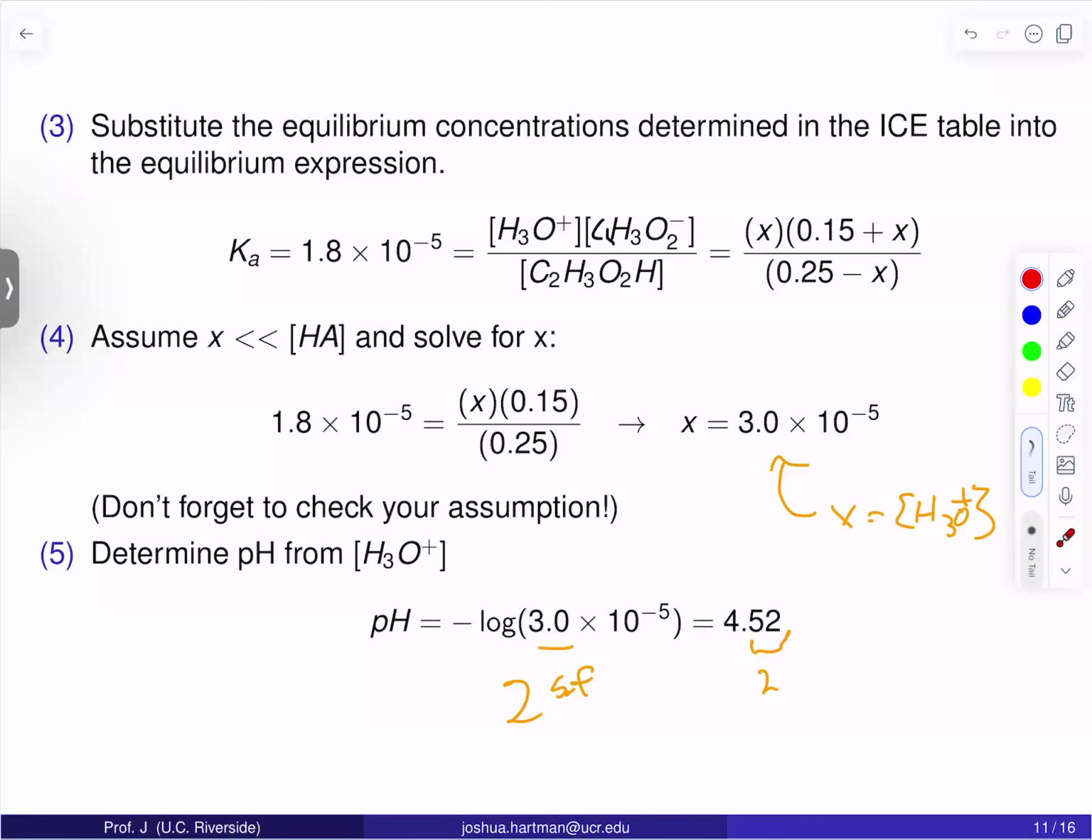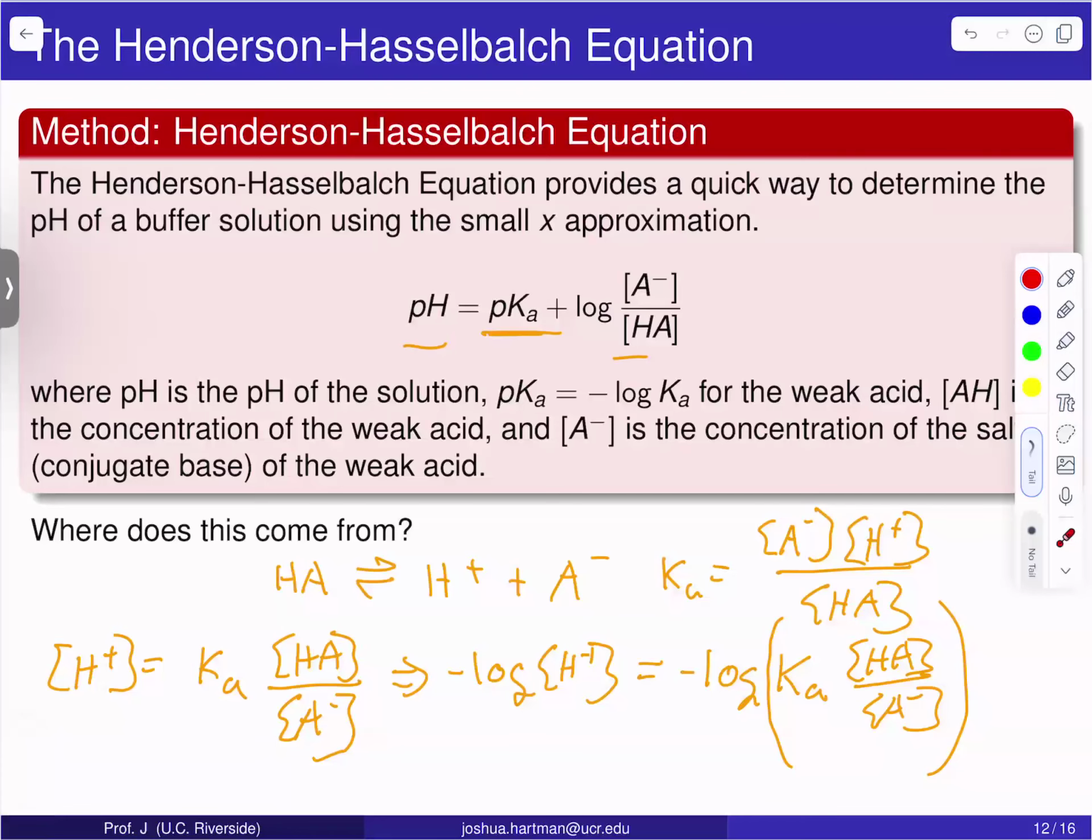All right, so here's an example of essentially doing a pH calculation for a buffer solution using our ICE table approach. What I want to do in the next slide is give us essentially a shortcut method for determining pH for these buffer systems. And that shortcut method involves a so-called Henderson-Hasselbalch equation.